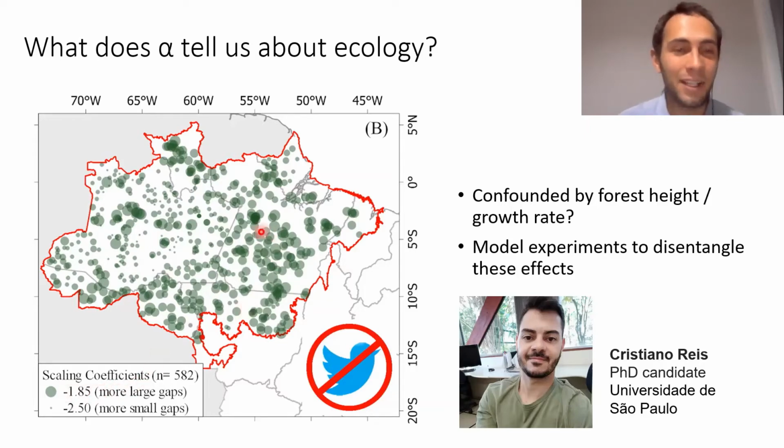less negative alpha values, so a less steep slope, and therefore we have more large gaps in this area. And then over here we have more negative or steeper slope, and therefore proportionally more small gaps. So that's an interesting trend, but it's quite difficult to work out what it means. So the aim of this presentation is to propose a way of untangling this using model experiments.